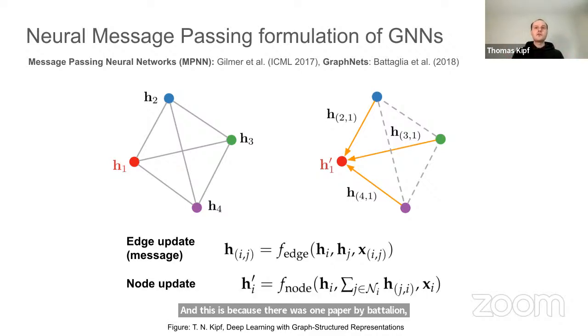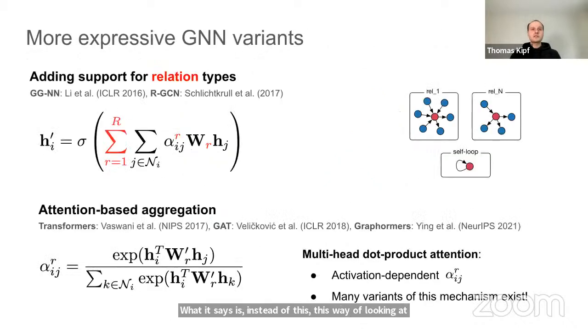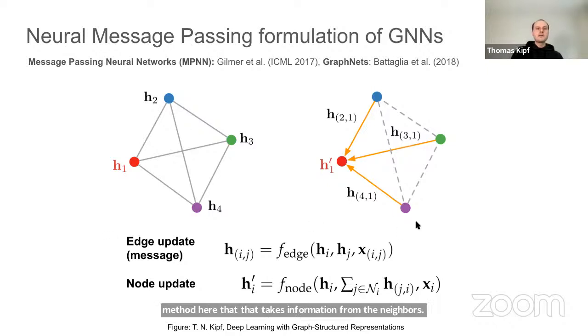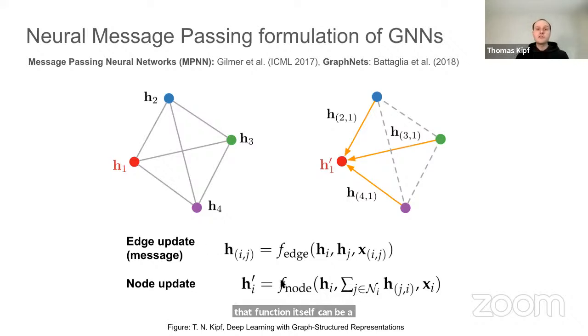And that formulation, effectively, what it says is instead of this way of looking at graph updates like before, where you have a linear method that takes information from the neighbors, and then you have an activation function, this message passing formalism says, okay, for every edge, we have just a powerful edge function. So for every pair of nodes, we just have a powerful function. That function itself can be a neural network or complicated neural network. And then for every node, we also have a neural network that is applied. And so let's maybe quickly look into the details of this.